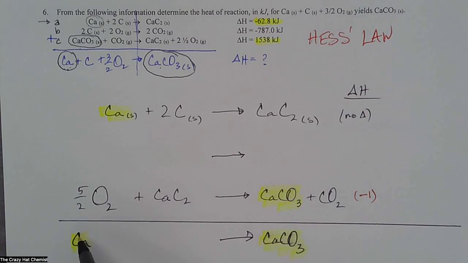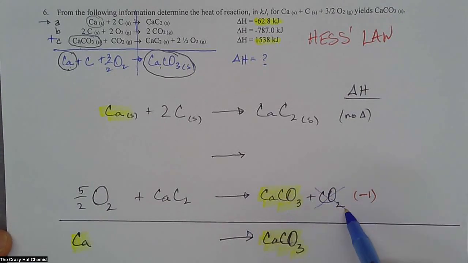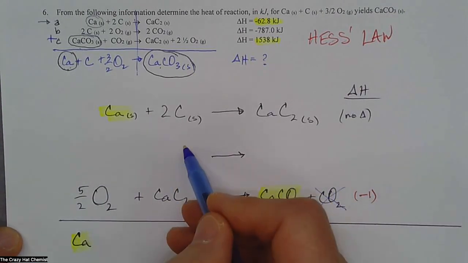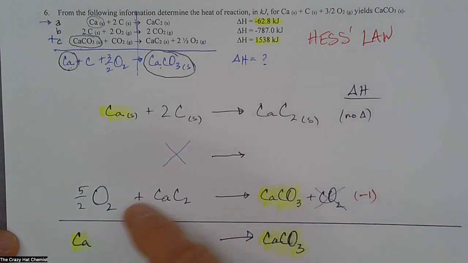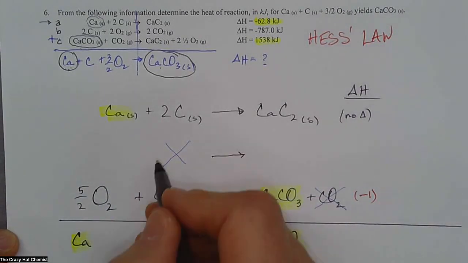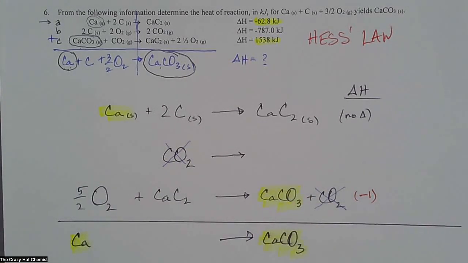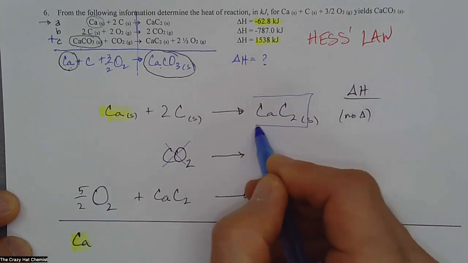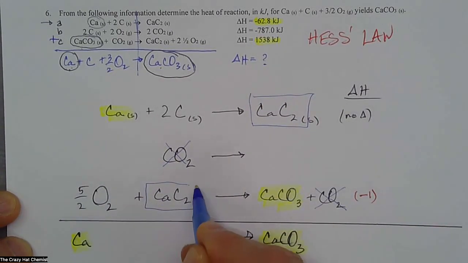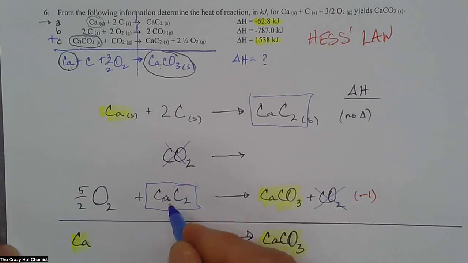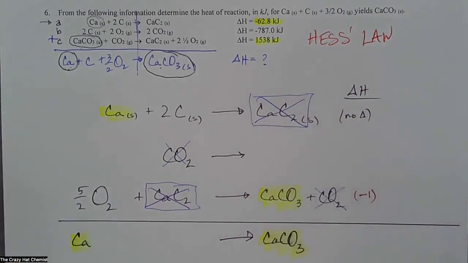You notice that carbon dioxide is not in this net equation. So therefore, it must cancel out. In order for carbon dioxide to cancel out, it must be on the opposite side. So that means that the CO2 must be over here, just like this. CaC2, that cancels out. See, there's one on the product side, one on the reactant side. These actually cancel out. So that's good because that's not in the net equation.